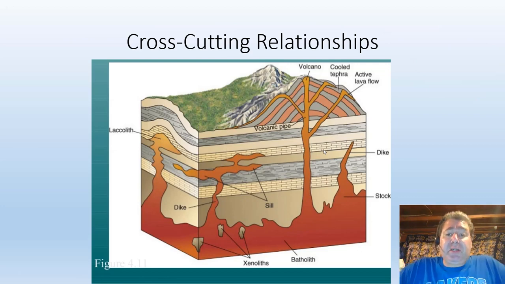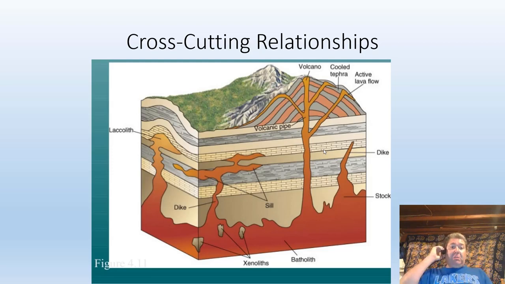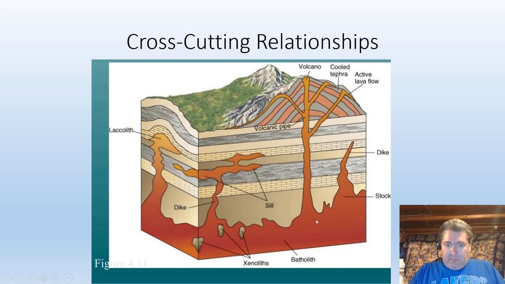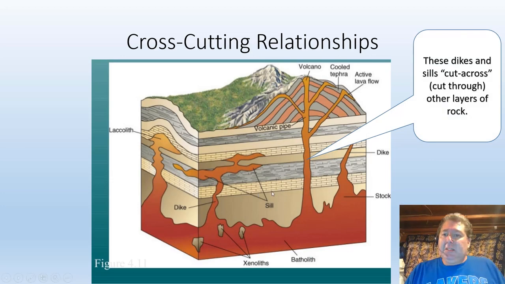Right. Here's another example of cross-cutting relationships. Take a look at this block diagram of our Earth. What we're seeing are layers of rock being laid down horizontally, and then magma and lava pockets that are intruding or cutting through and into these sedimentary rocks. These are known as dikes. Dikes cut across, and sills go almost parallel with the bedding. So these dikes and sills cut across or cut through these other layers of rock.